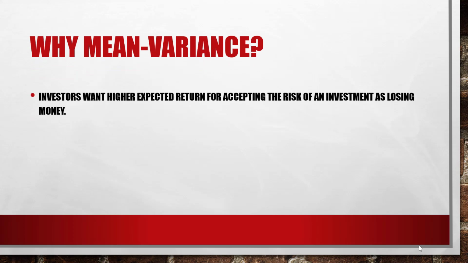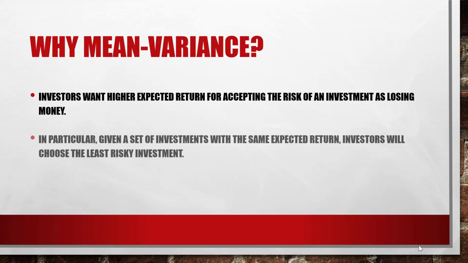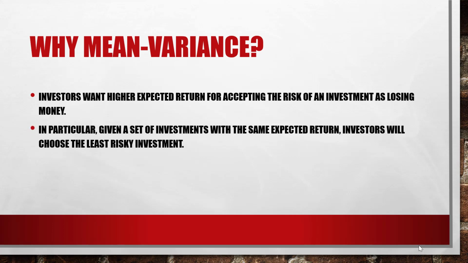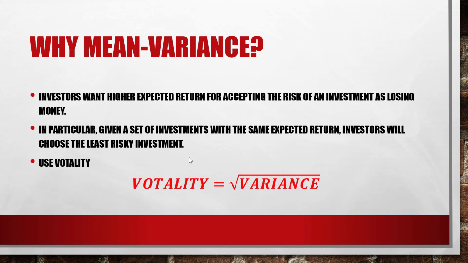Usually investors want a higher expected return for accepting the risk of an investment losing money. In particular, given a set of investments with the same expected return, investors will choose the least risky investment. The same expected return means the same mean. Here the mean is the expected return of the investments, and we use the volatility to pick the least risky investment. Volatility here is just the square root of the variance. So I repeat, the expected return is the mean, and the volatility is the square root of the variance. And volatility is a tool to pick the least risky investment.